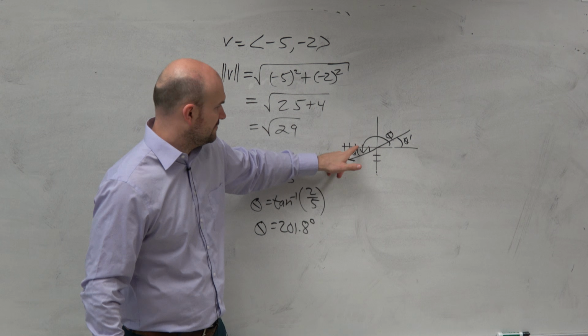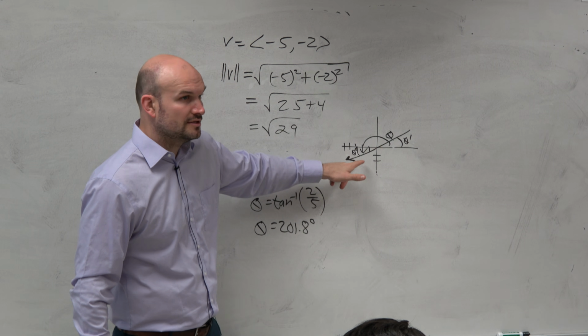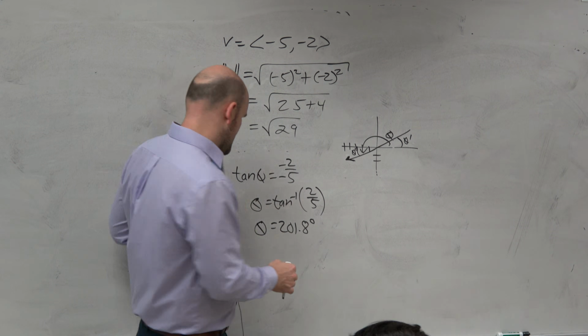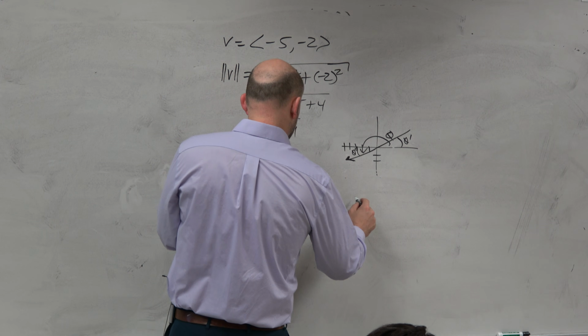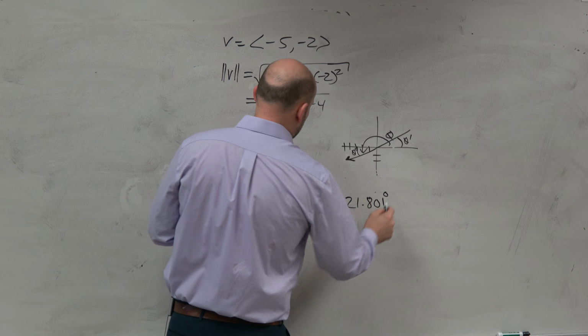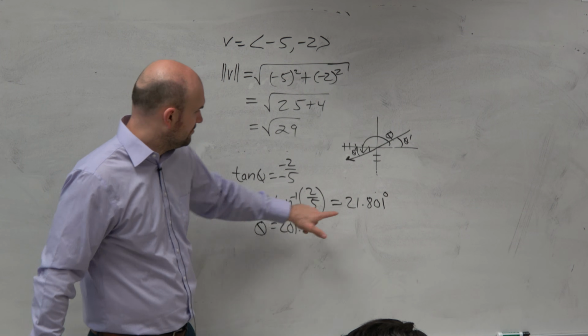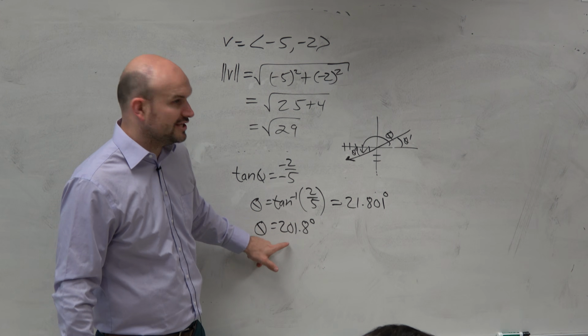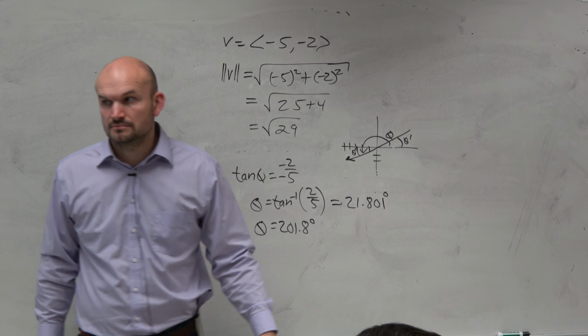Right? From here, from there is 180. So you're just adding the 20. Sorry. So this gives you 21.801 degrees rounded. But you need to add 180 to it to get your actual angle of your vector. OK?